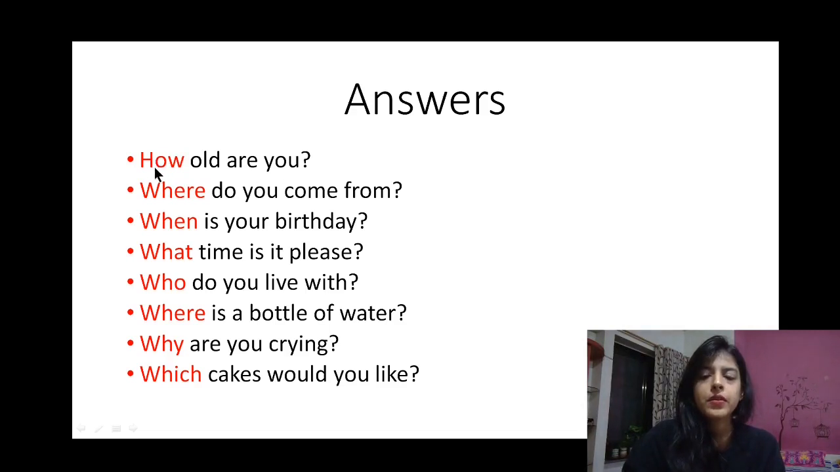How old are you? How is the question word which is used to know the amount. So how old are you? I am 6 years old. So 6 will be the answer. Where do you come from? Where is a place. You come from Nasik, right? So Nasik is a place. So if someone asks you the question, where do you come from? The answer will be Nasik. So I come from Nasik. Nasik is a place. Hence we use the question word where.